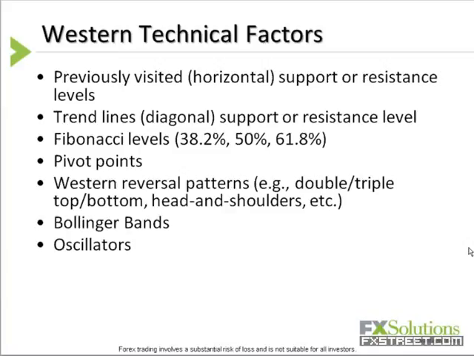Also, we have trend lines. Trend lines are also support and resistance, but they're diagonal, they're dynamic support and resistance, but they're support and resistance nonetheless. And I'll show you that in my charts in a minute. Fibonacci levels, a lot of people trade primarily on Fibonacci levels, which is fine. But what do they essentially represent? Support and resistance. Same with pivot points. You talk about Western reversal patterns, it's also all about support and resistance. Tops and bottoms, head and shoulders, etc. Bollinger Bands, oscillators as well. Okay, let's move on.